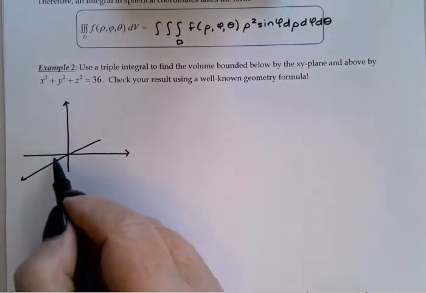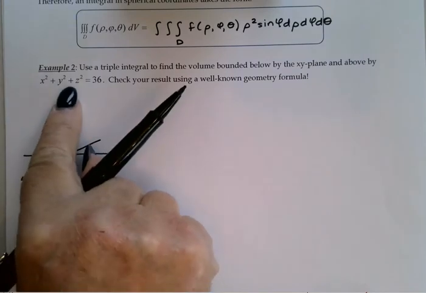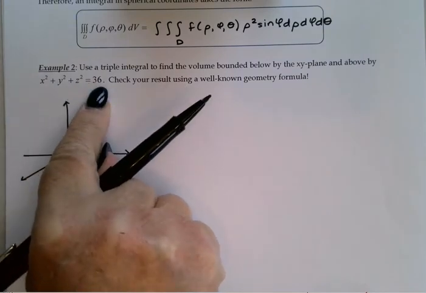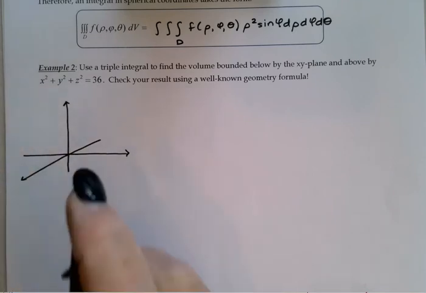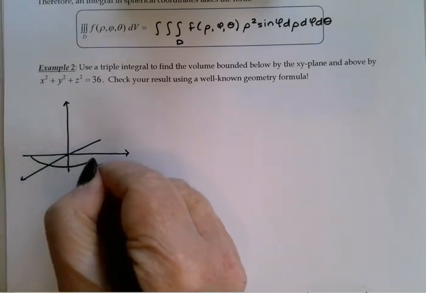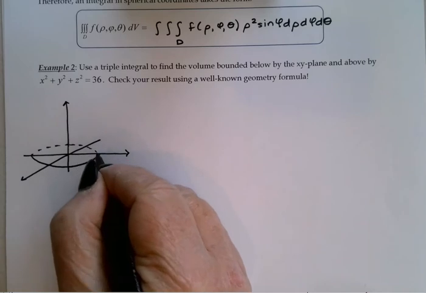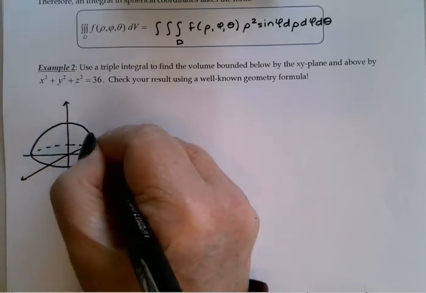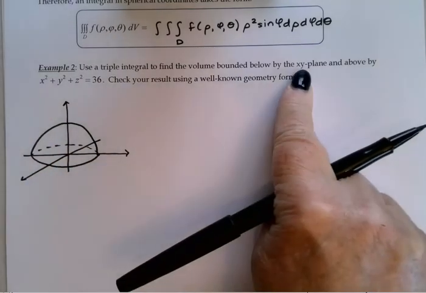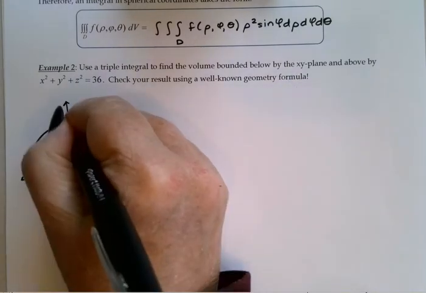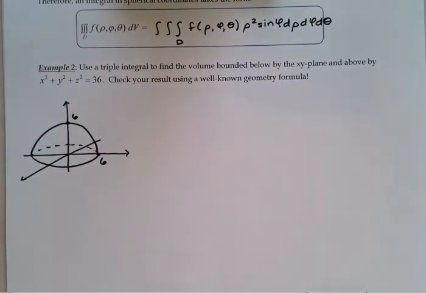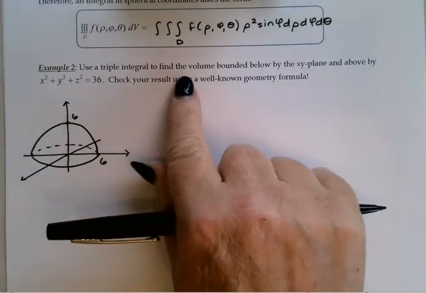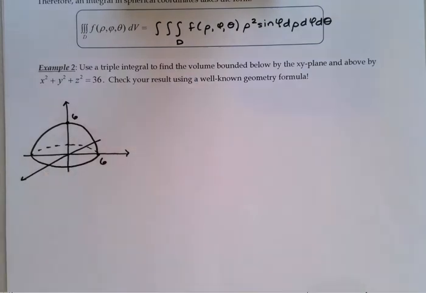All right, the xy plane is a lower boundary, and this would be a sphere of radius 6. But since the xy plane is a lower boundary, I'm actually only going to bother to draw the top hemisphere, because it's going to get cut off by that xy plane. So there we go. Sphere of radius 6 cut in half. Notice what I'm really trying to find the volume of this time is a hemisphere, a half sphere. And we already know how to do that using a geometry formula.